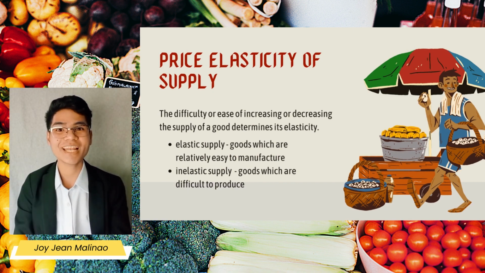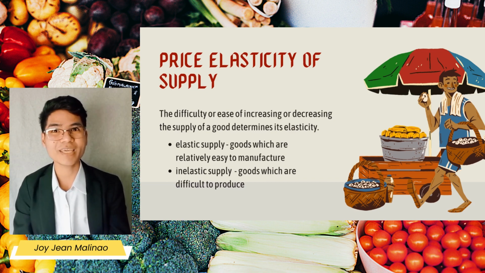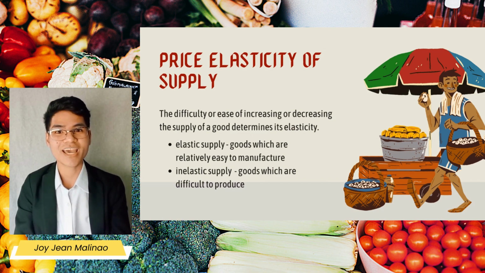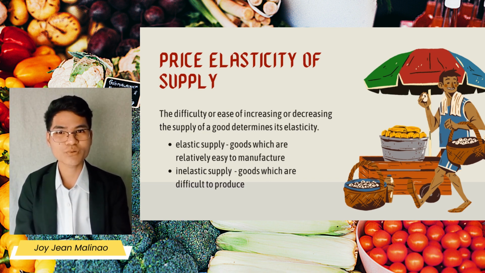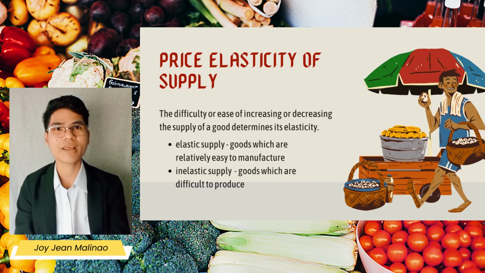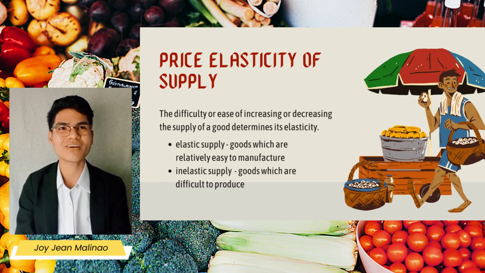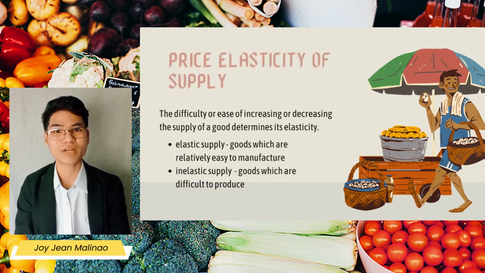When we say elastic supply, these are goods which are easy to manufacture, for example, those displayed foods in the canteen, such as spaghetti, pancit, Shanghai, and so on. And when we say inelastic supply, those are goods which are difficult to produce, for example, ball pen, refrigerator, washing machine, and other things that are hard to produce in manufacturers.